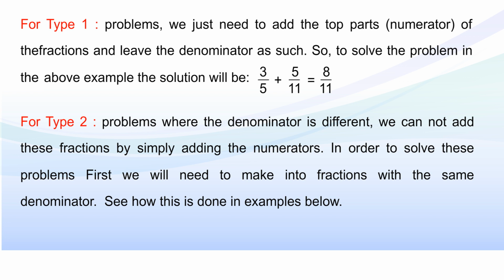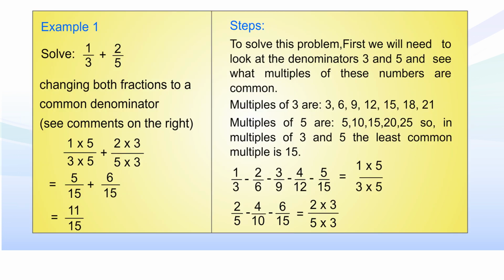For type 2 problems, where the denominator is different, we cannot add these fractions by simply adding the numerators. In order to solve these problems, first, we will need to make them into fractions with the same denominator. See how this is done in the examples below. Example 1. Solve 1 by 3 plus 2 by 5. Changing both fractions to a common denominator, see the comments on the right.